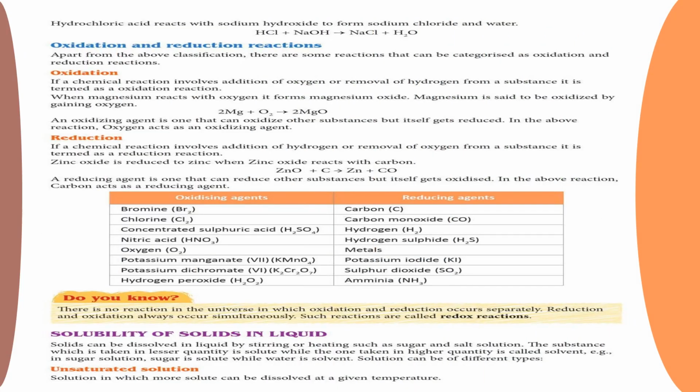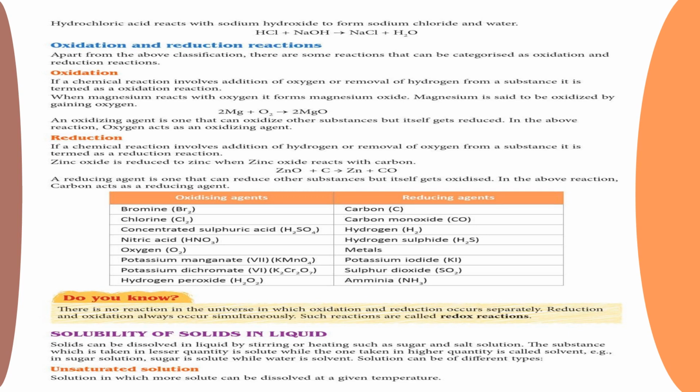Oxidation and reduction reaction. Apart from the above classification, there are some reactions that can be categorized as oxidation and reduction reactions. First one, oxidation. If a chemical reaction involves the addition of oxygen or the removal of hydrogen from a substance, it is termed an oxidation reaction. For example, when magnesium reacts with oxygen, it will form magnesium oxide, which is called an oxidation reaction.